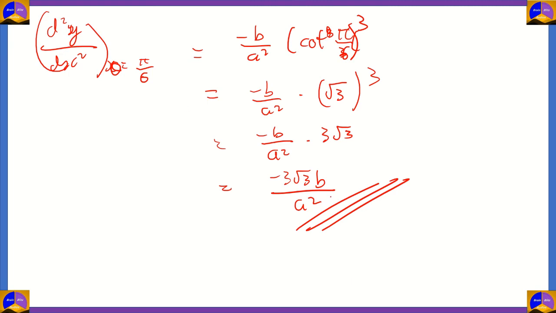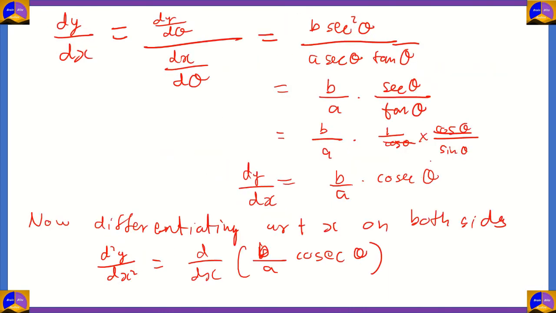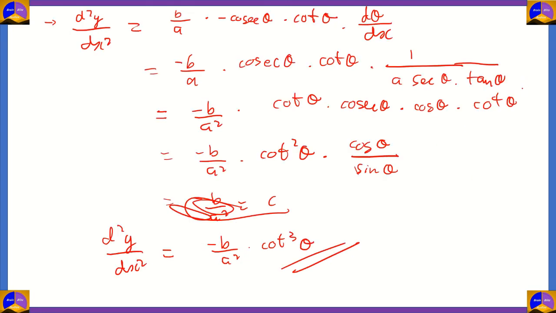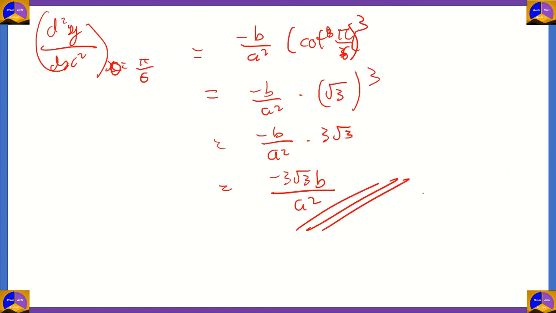Now, the marks distribution for this question is a bit significant. For finding dy by dx as b by a cosecant theta, you get 1.5 marks. To find that d squared y by dx squared is equal to minus b by a squared cot cube theta, you get 1 mark. And for the final answer, you get 0.5 marks.